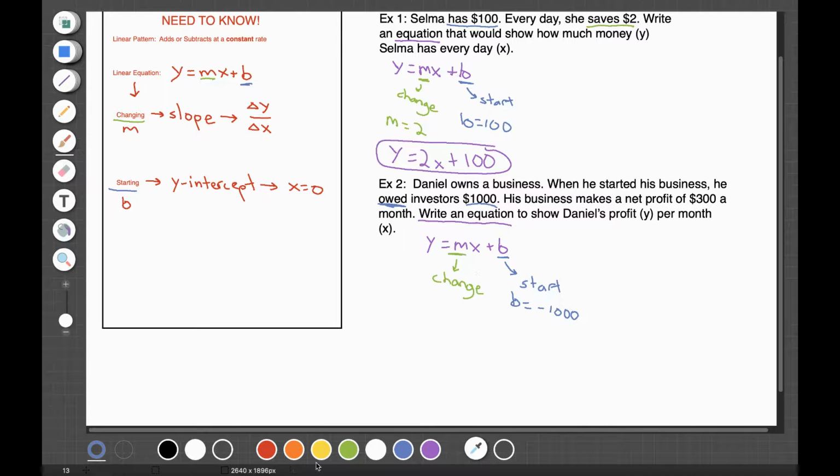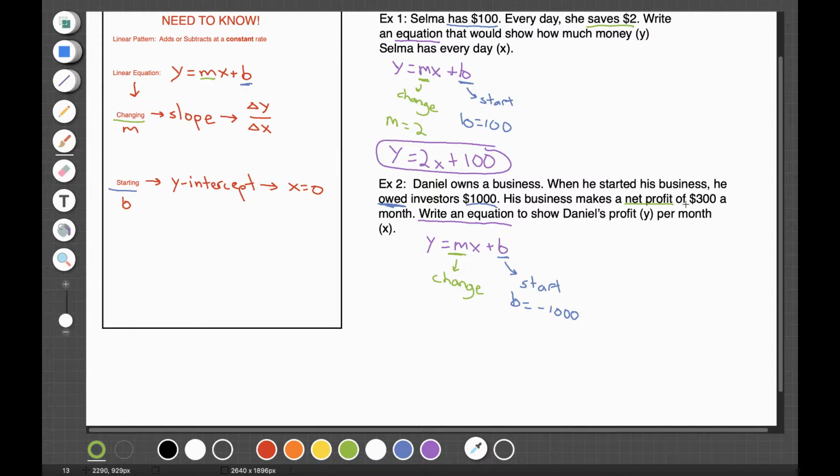Okay, let's look at our change. Let's see if we can find that. His business makes a net profit of $300 a month. What does it mean for a net profit? Great, a net profit means that's how much you're making every month. That's just a fancy way of saying that's how much we're making. If it said he makes $300 a month, making a net profit is the same thing.